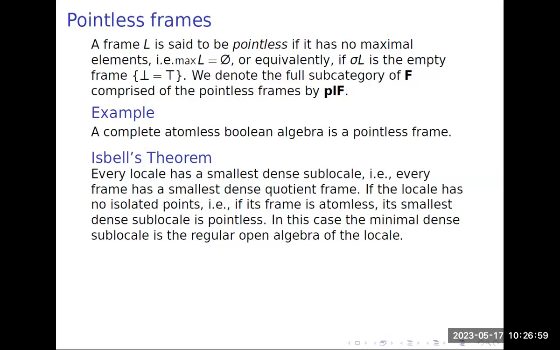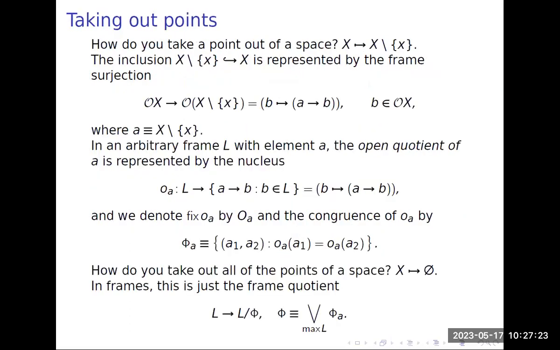So you see these pointless frames are central to the theory, and therefore I'm asking that we very seriously try to understand how they interact with the spatial parts of the frame. So how do you take a point out of a space? Let's just ask that question. That's rather a silly question, of course, because you just do it.